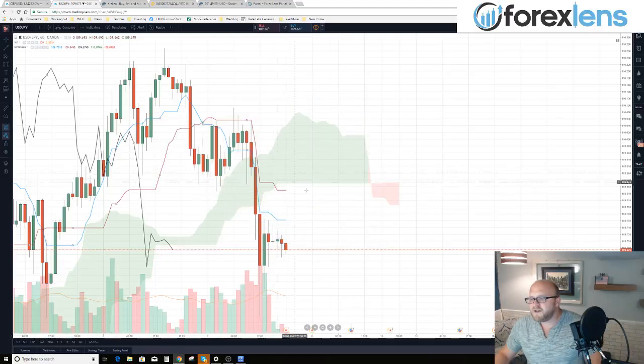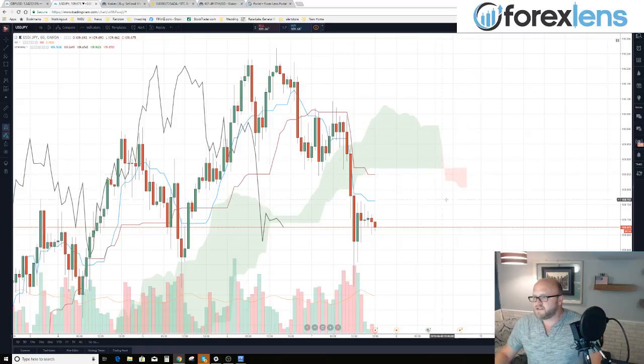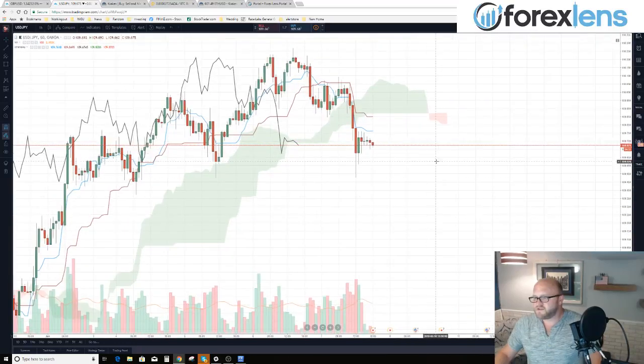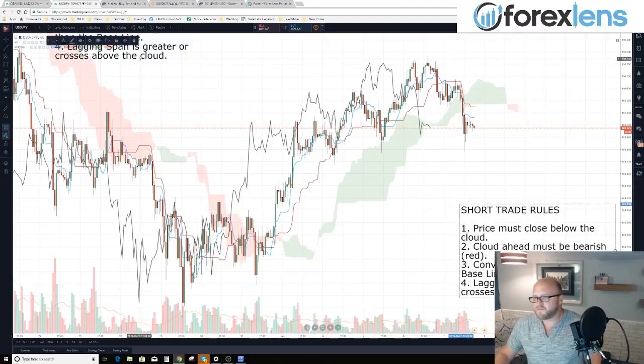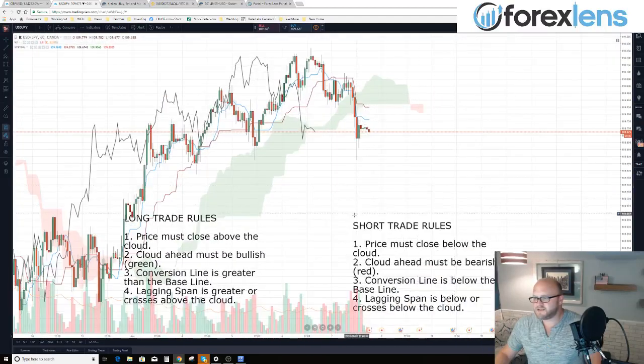Okay. So is the cloud ahead red? Here are the short signals that we're looking for. Is the cloud ahead red? Yes. Is price below the cloud? Yes. Is the conversion line below the baseline? Yes. Is the lagging span below the cloud? Yes, it is. So this right here is a short trade.